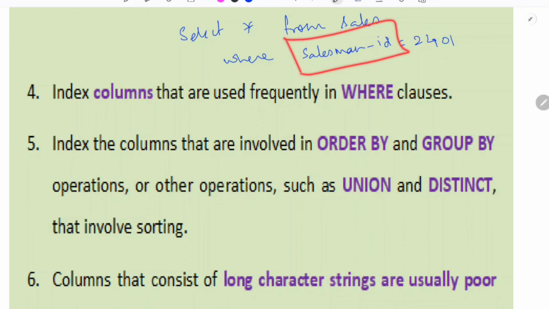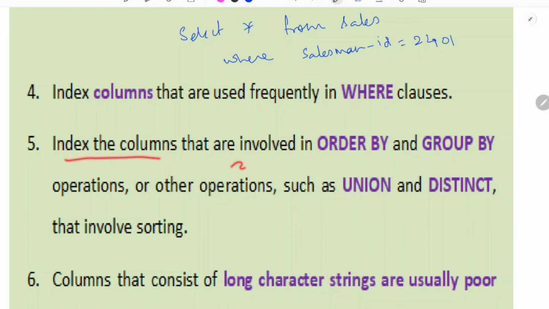So if you make an index on the column which is used in the where clause, then it will be very useful. The database system will go to the index table, get this block address where this data is available for the salesman ID, and it will go directly to the table. So instead of searching through the 1 million rows, what it will do? It will go directly to the block which consists of this data.